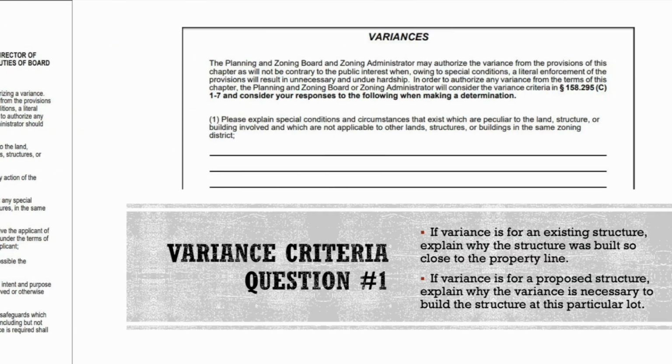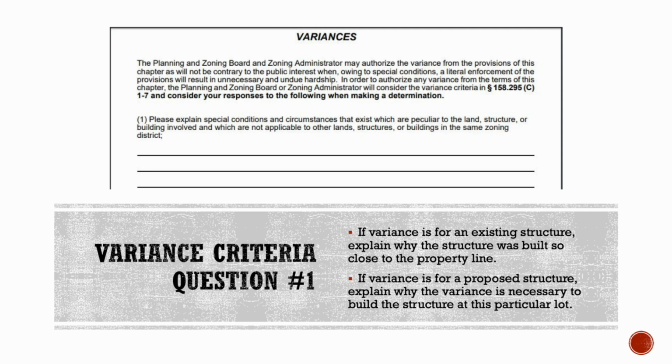So the first variance criteria question is, please explain the special conditions and circumstances that exist, which are peculiar to the land, structure, or building involved and which are not applicable to other land, structures, or buildings in the same zoning district. If the variance is for an existing structure, explain why the structure was built so close to the property line, if we're talking about a variance for a setback. If the variance is for a proposed structure, explain why the variance is necessary to build the structure that you want to build at this particular lot.